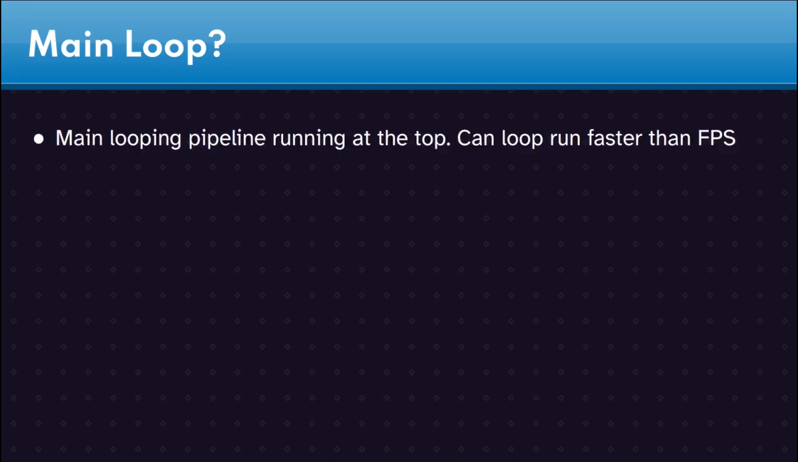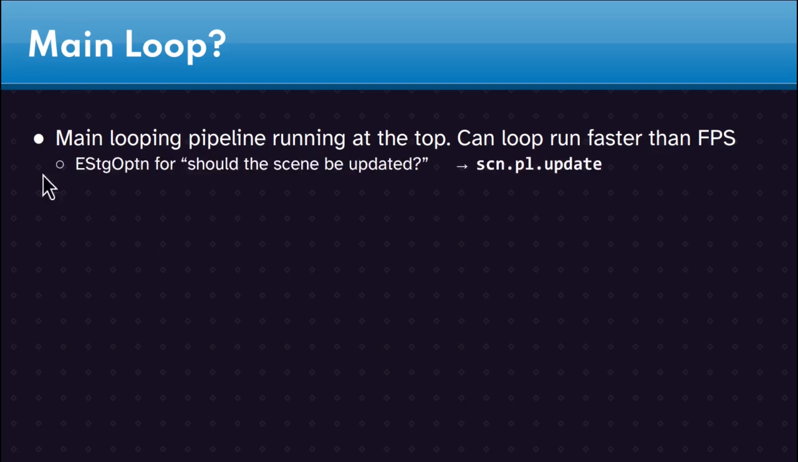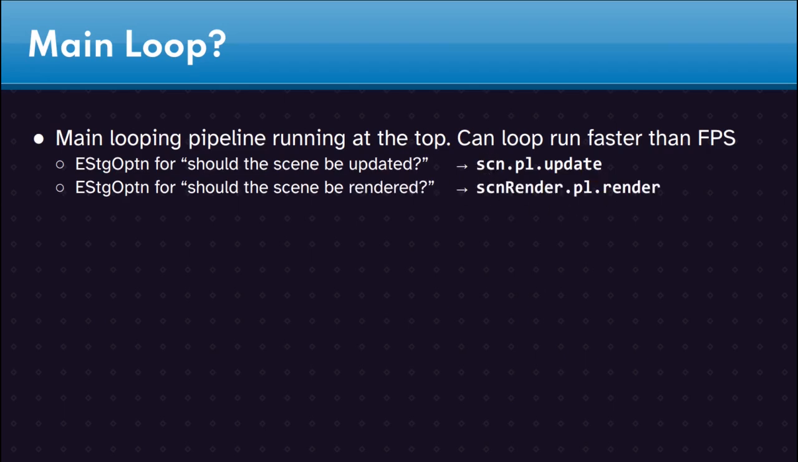So yeah, again, main loop. I mentioned optional paths and stuff like that. So the main loop pipeline is running, like the execution of the application can be represented as a single main pipeline running at the top. And this can loop faster than the current frame rate. And we have an optional path that would say, should this scene be updated? And you know that this is scene pl.update you saw earlier. And then there's another optional path for should this scene be rendered? You know, scene pl.render. So we can run this loop as fast as we can.